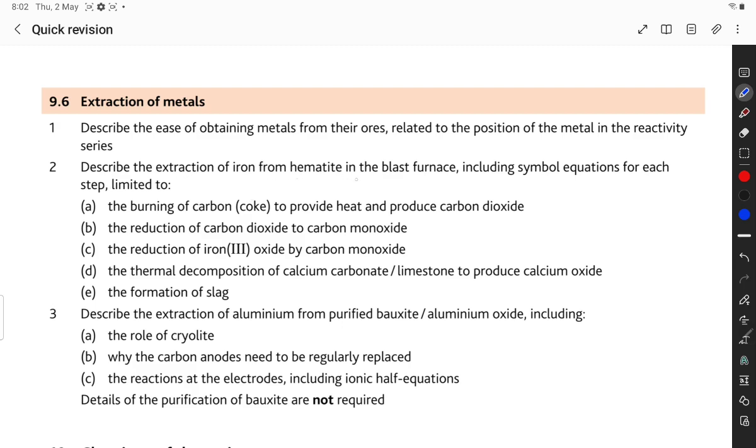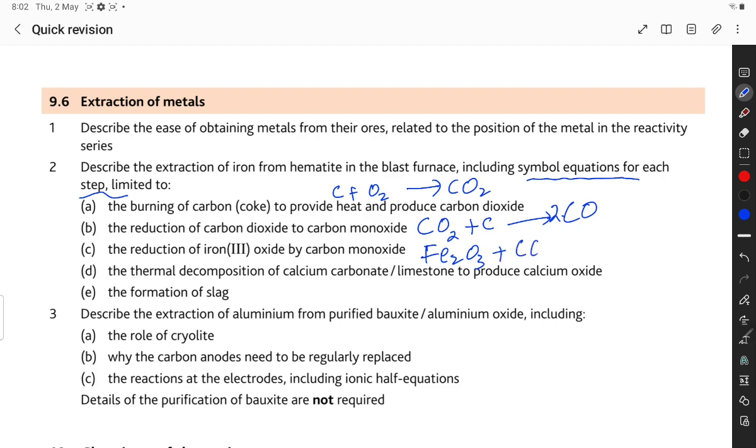Describe the extraction of iron from hematite in the blast furnace, including symbol equations for each step, limited to burning of carbon to provide heat and produce carbon dioxide. Then reduction of carbon dioxide to carbon monoxide: carbon dioxide plus carbon to form carbon monoxide. Reduction of iron(III) oxide by carbon monoxide: Fe2O3 plus 3CO to form 2Fe plus 3CO2.